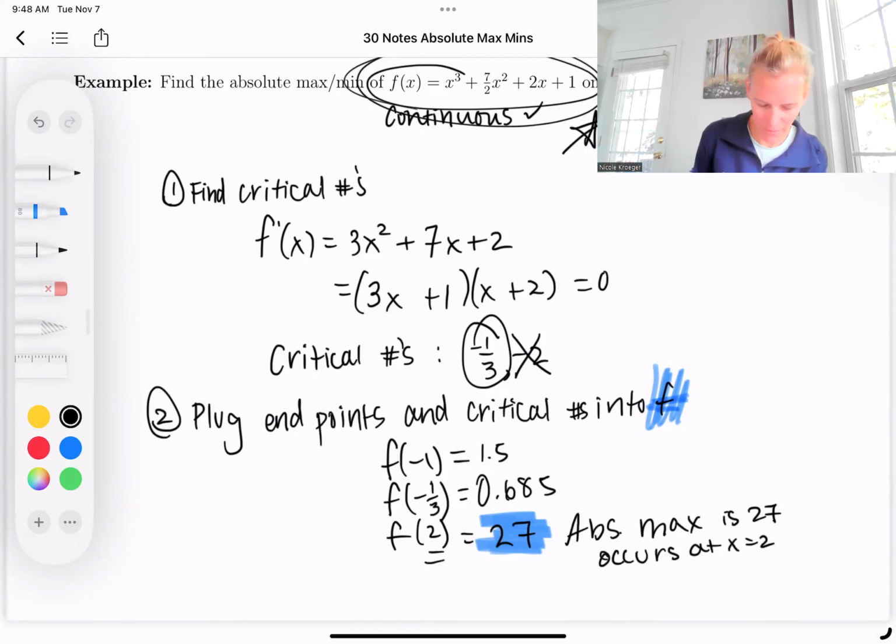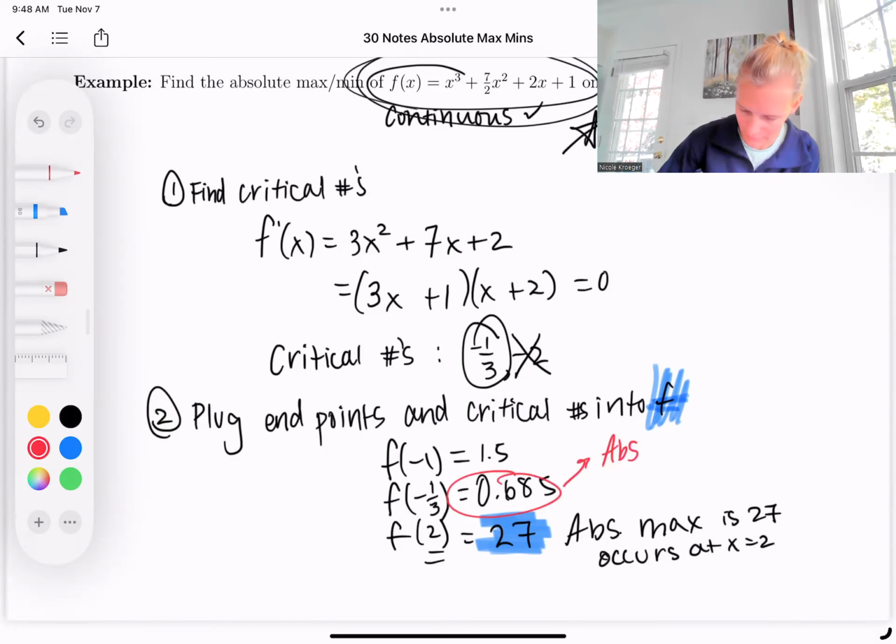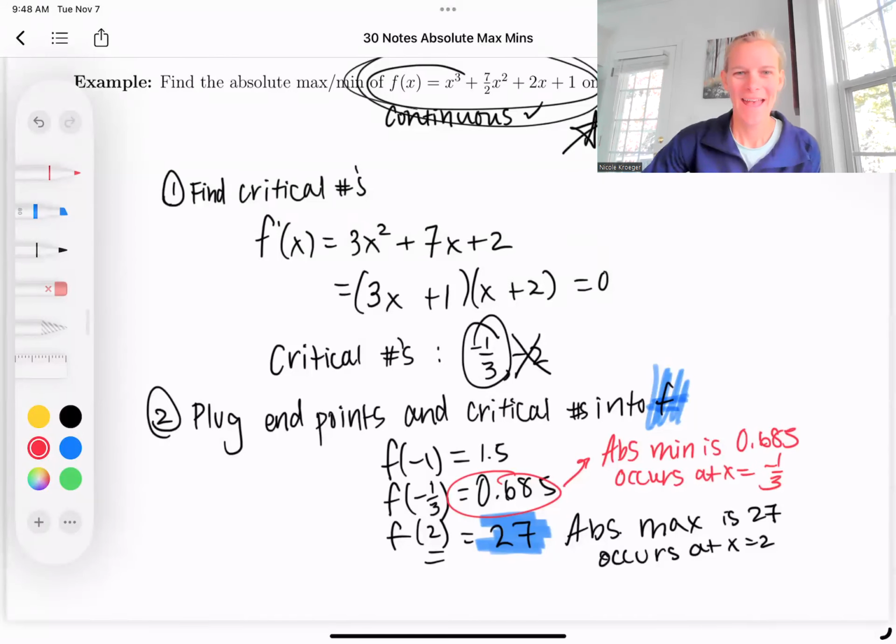Okay, and then my smallest y value is this one. So this tells me my absolute min is 0.685 and it occurs at x equals -1/3. Okay. And in class, we'll look at the graphs and just make sure that it makes sense with the graphs as well.